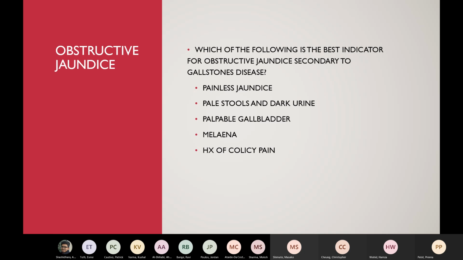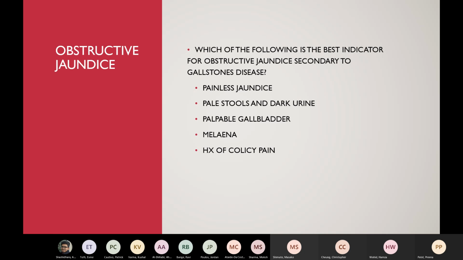Melena would be like if someone was bleeding in their GI tract, and they might do that if they had liver disease and varices, but then that's liver disease, that's not gallstones disease. And then colicky pain is characteristic of someone having gallstones.